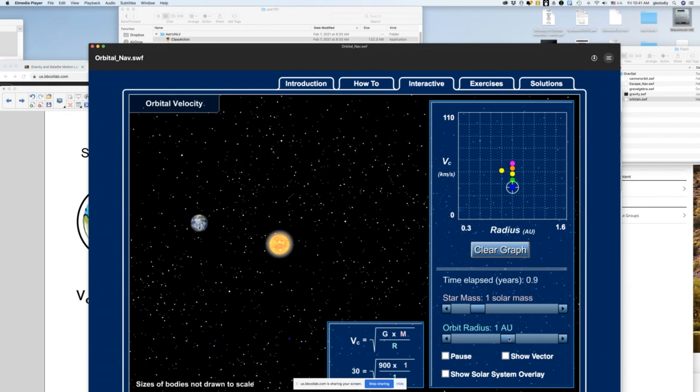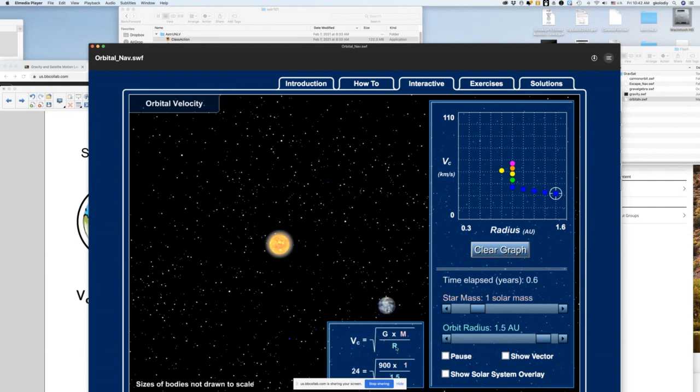What if we take the orbit of the planet Earth? What if the Earth wasn't orbiting here? This is actually one astronomical unit. This is how really the Earth is. That means it's going about 30 kilometers per second. That's the velocity. What if the Earth was further away? Let's say 1.5.